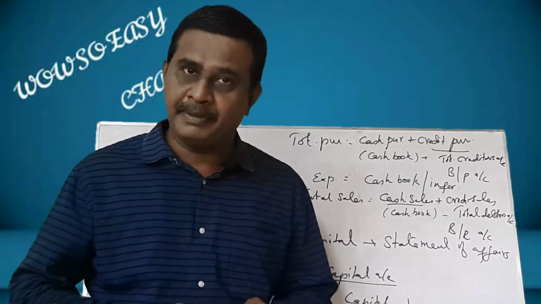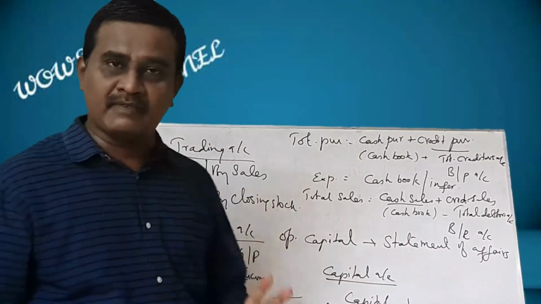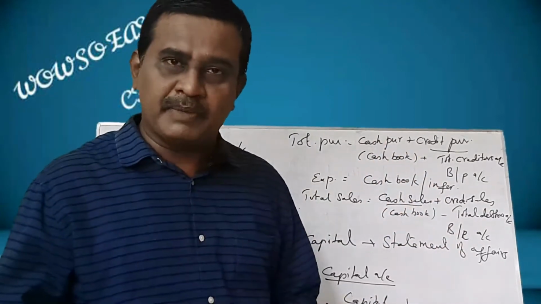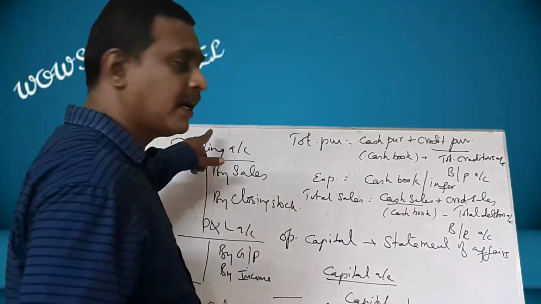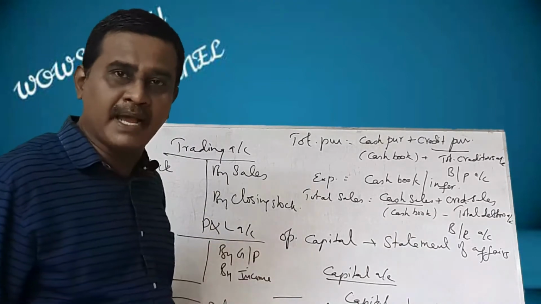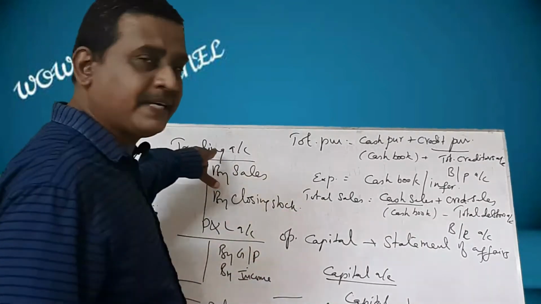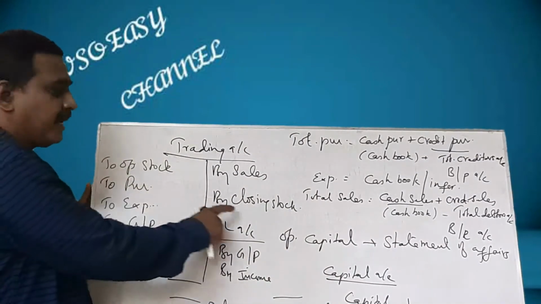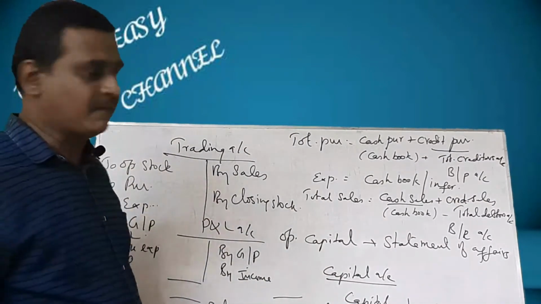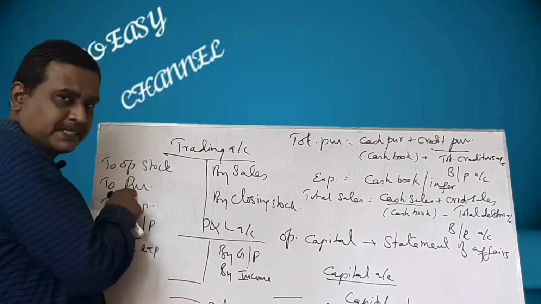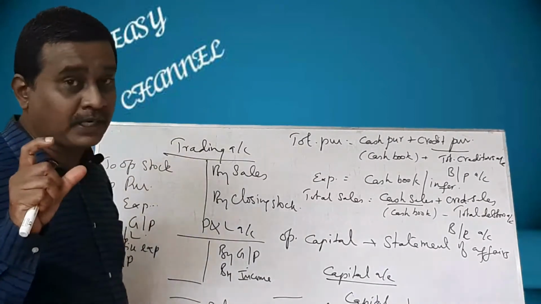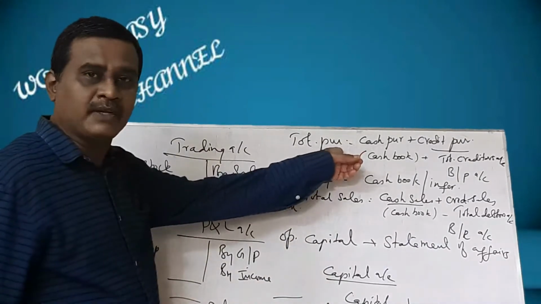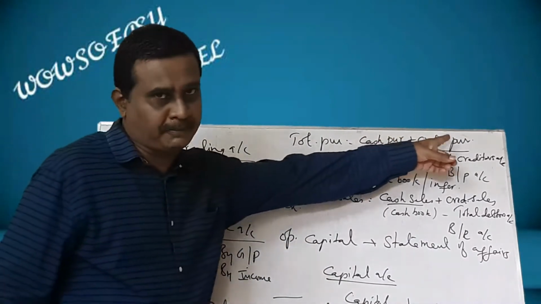Again, let me repeat. Under the conversion method, more information will be available. With that information, we have to prepare the trading account, profit and loss account, and balance sheet. To prepare the trading account, we need opening stock and closing stock. These will be given in the sum itself. To find out purchases, you have to take the total purchases. How to find out total purchases? Total purchases is equal to cash purchases plus credit purchases.